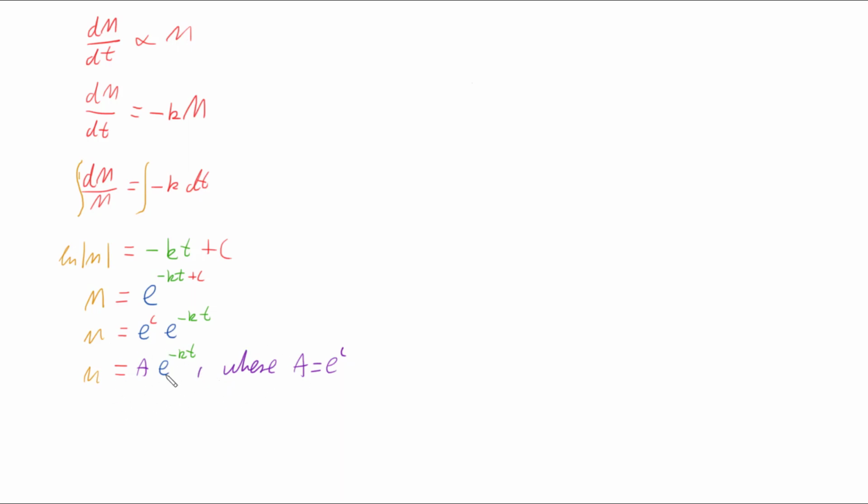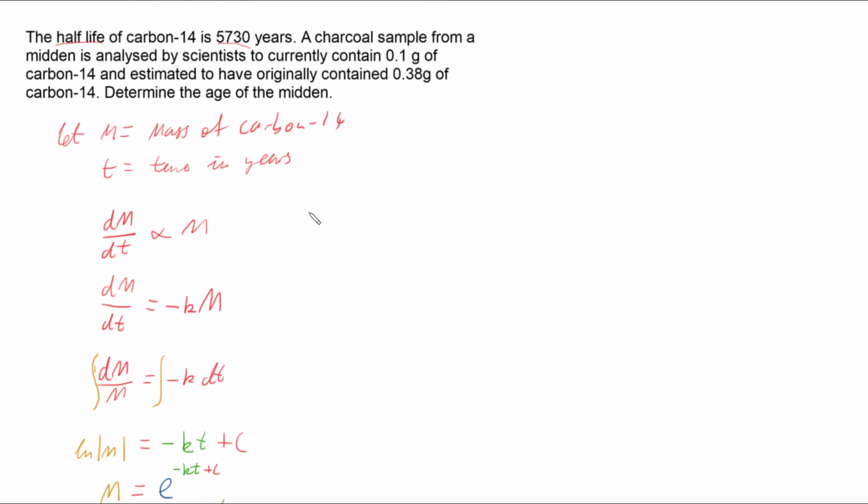So now we've got an equation that links mass over time. We just have these two constants in our equation that we need to deal with. But thankfully, we're given some pieces of information. We're told that currently it has 0.1 grams and was estimated to originally have 0.38 grams. And we also have a third piece of information that we lose half every 5,730 years. We're going to start off with the original amount. So originally it contains 0.38 grams, which means at time t equals 0, our mass equals 0.38.